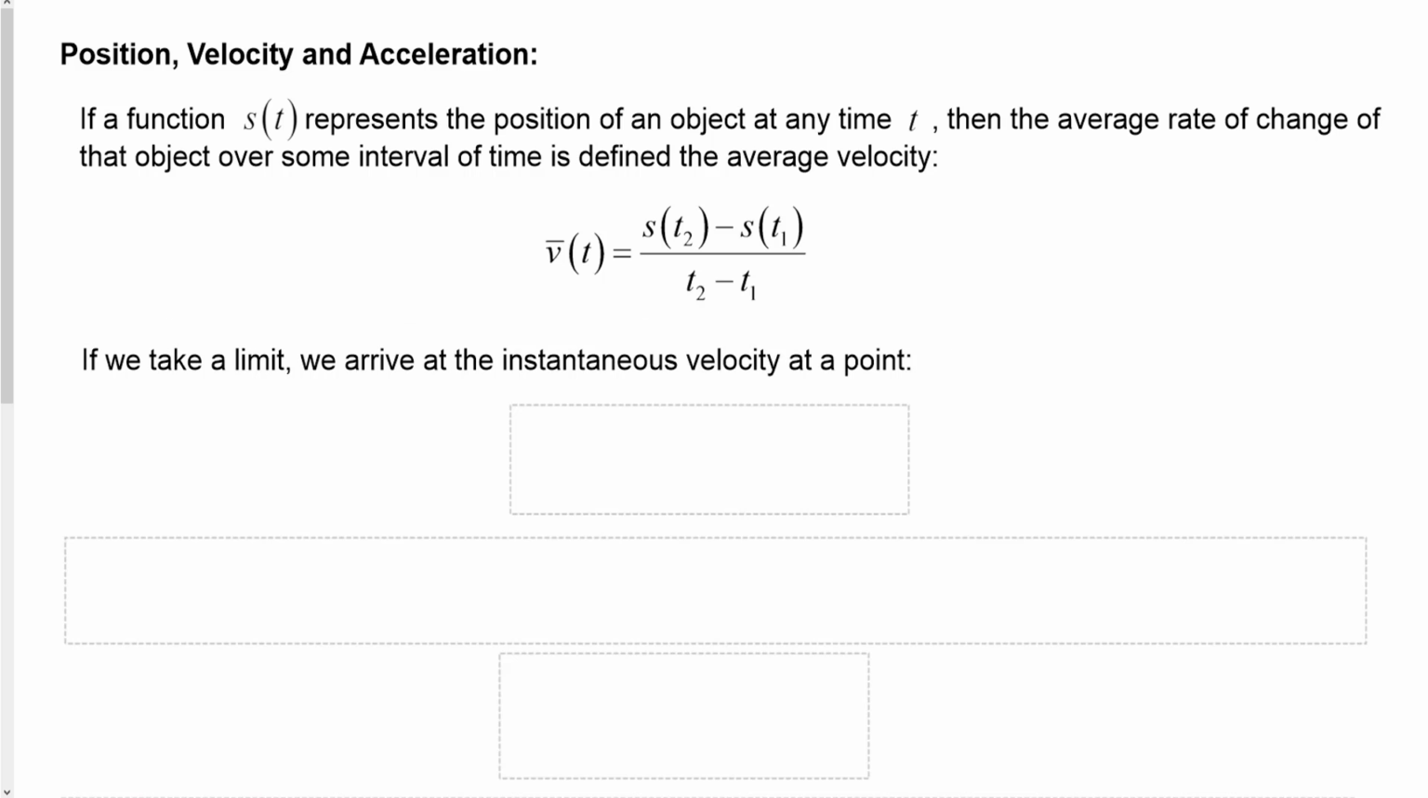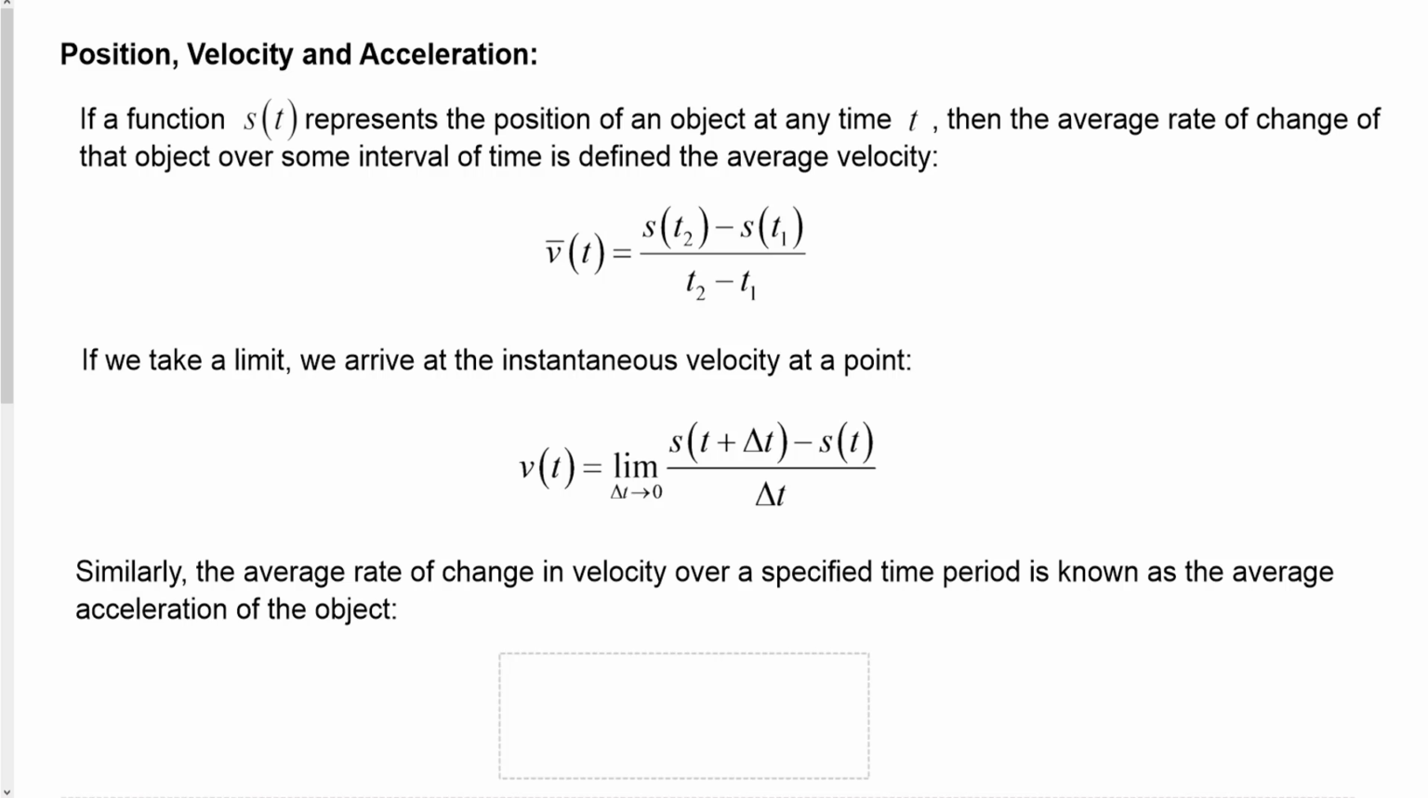If we were to allow t2 to get closer and closer to t1, so get those 2 points of time to be very close to one another, we could take a limit and arrive at the instantaneous velocity at a single point, which is the derivative of position. So velocity is the first derivative of position.